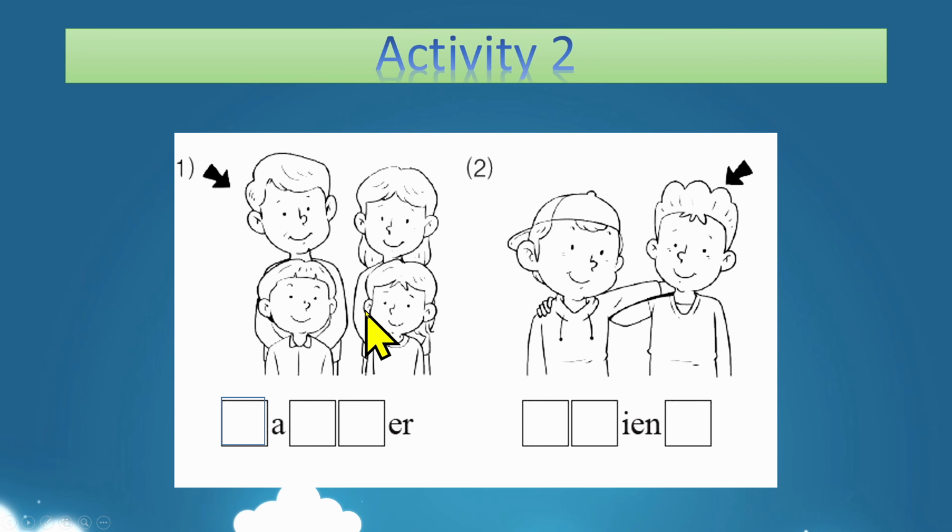How do we spell father? Good job. F A T H E R. Father. Good job. And there are two boys here. So it's not brother. So it must be, good job, friend. How do we spell friend? Good job. F R I E N D. Good job. What's next?